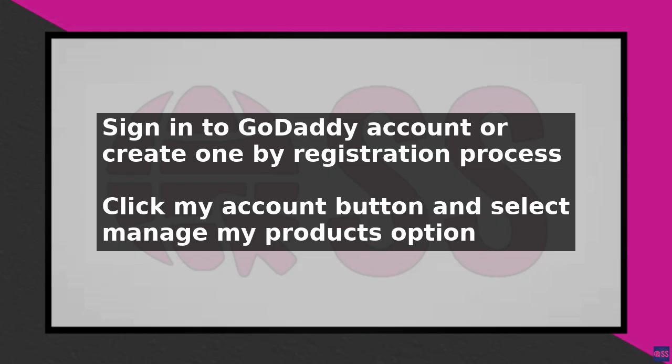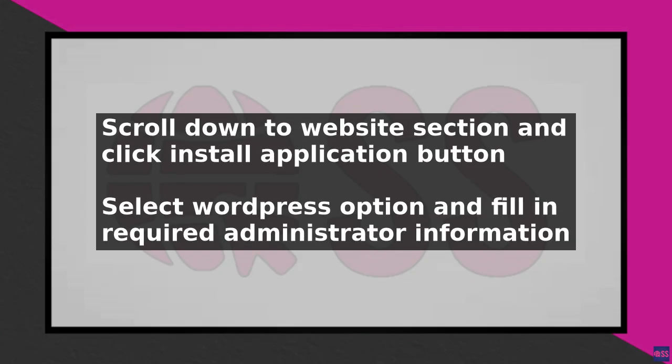Select the WordPress option from the list and click on the Install button. Fill in the required information such as the administrator username and password and click on the Install button. After the installation is complete, you will receive an email with the login credentials to your WordPress website.